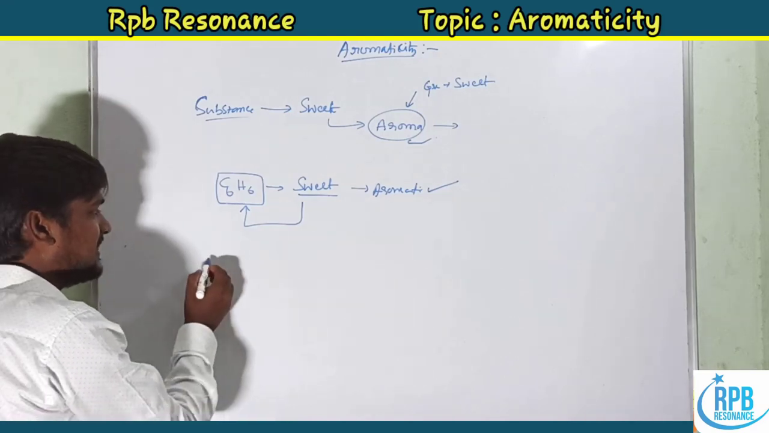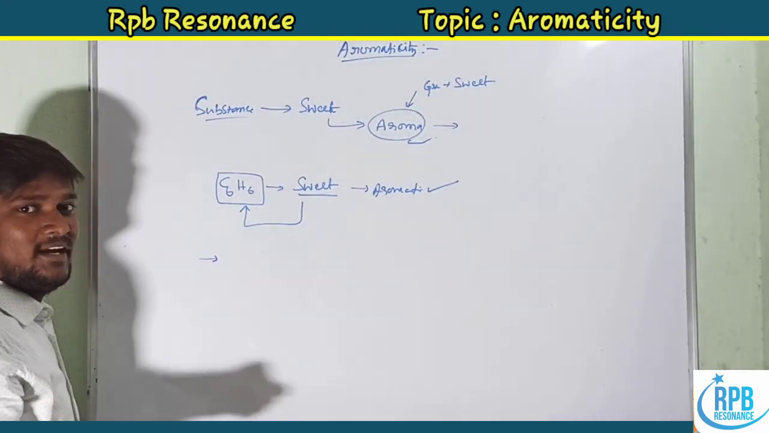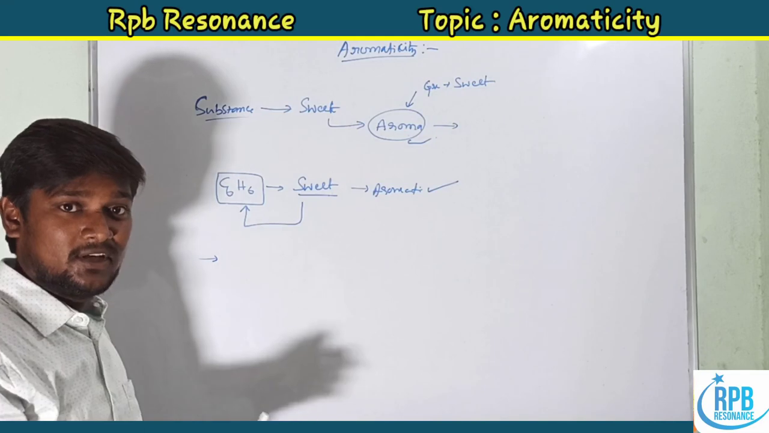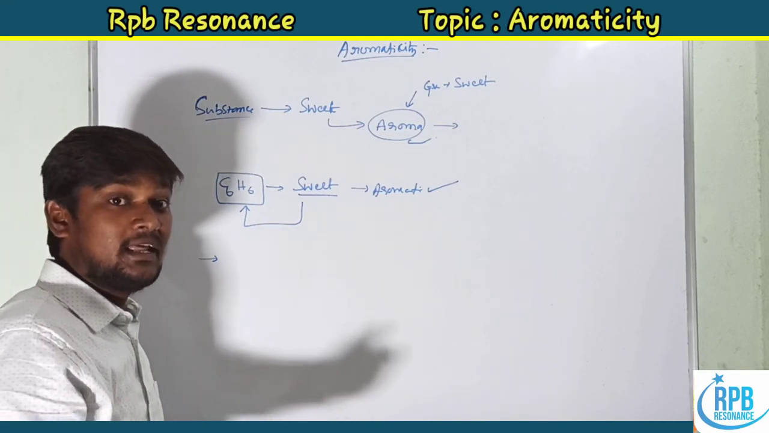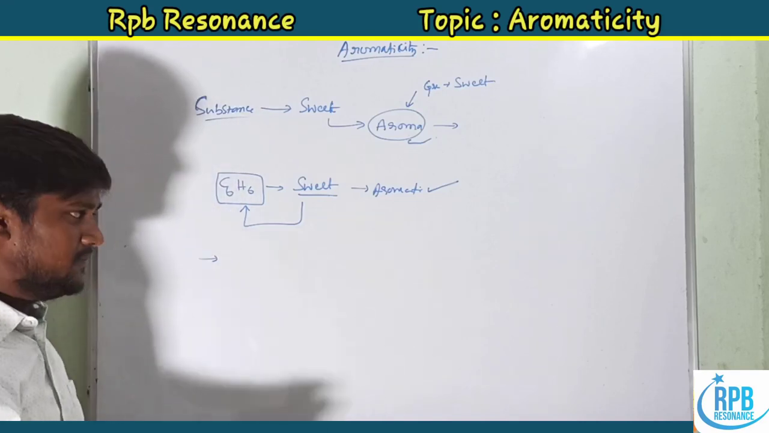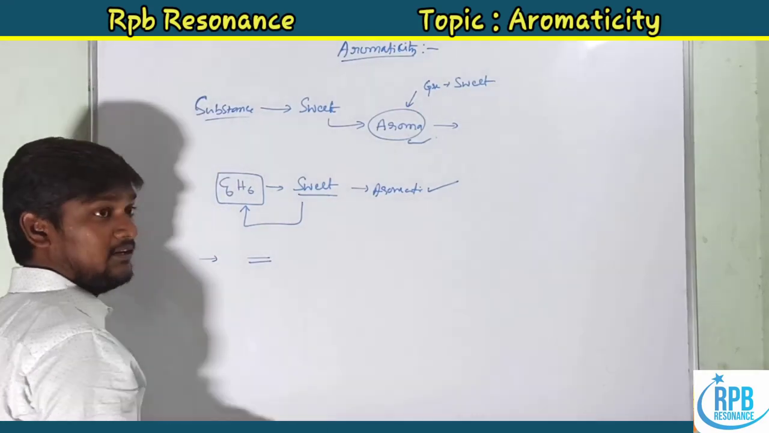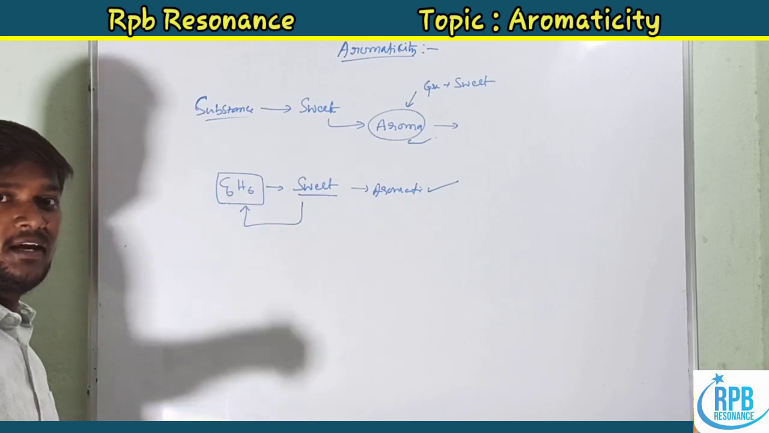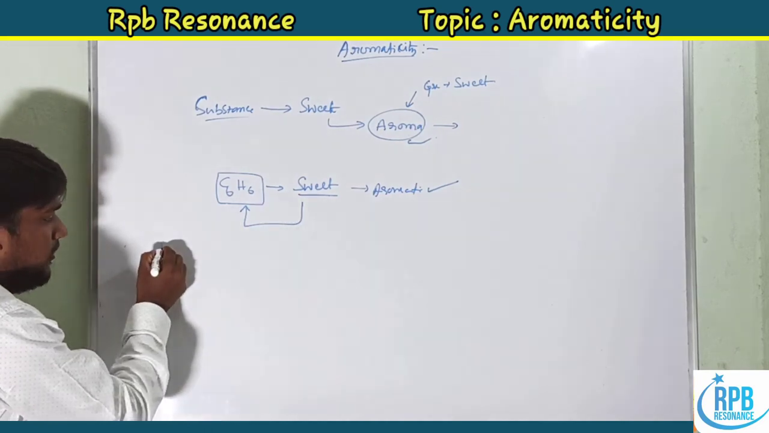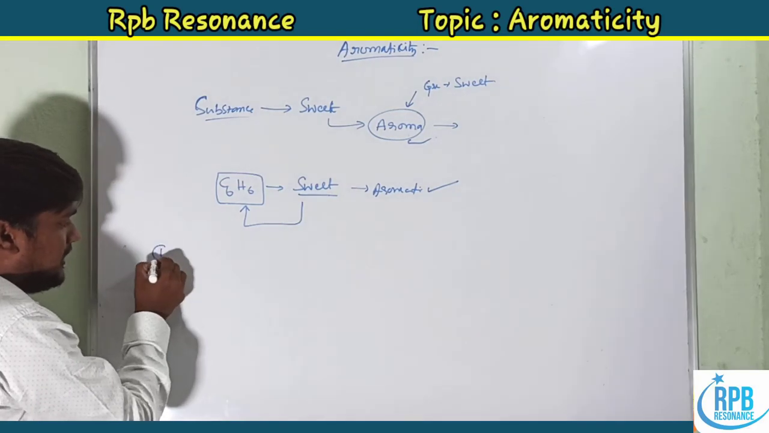But later on, it was classified again as not only these types of molecules, not only sweet-smelling molecules, but also some molecules which show different properties. For example, alkene has different properties. Those compounds exhibiting different properties are also called aromatic compounds. So now what are those deviations? So the deviation number one.